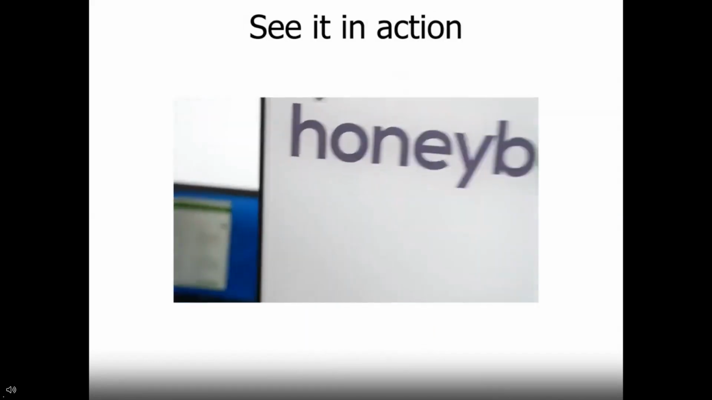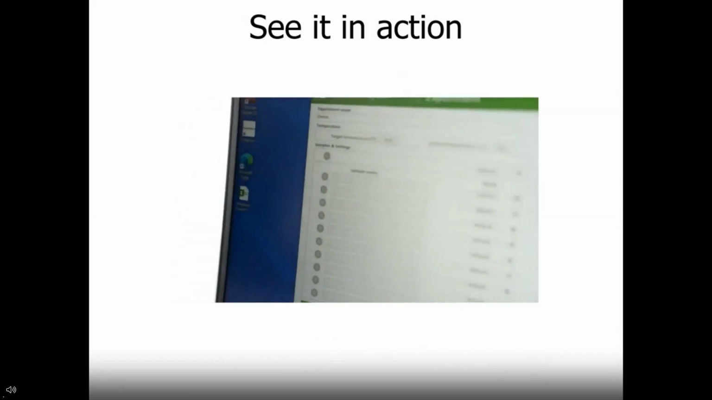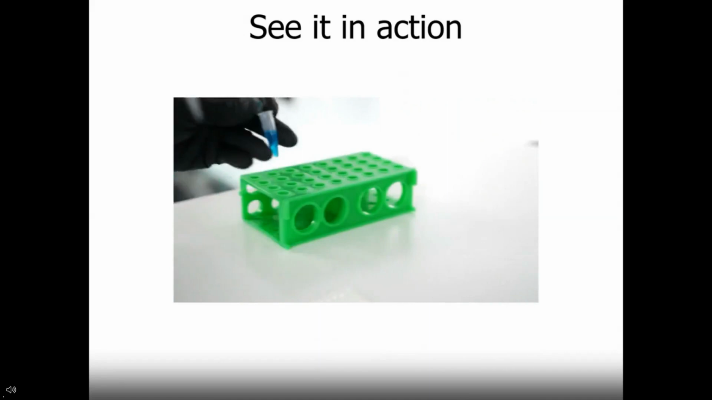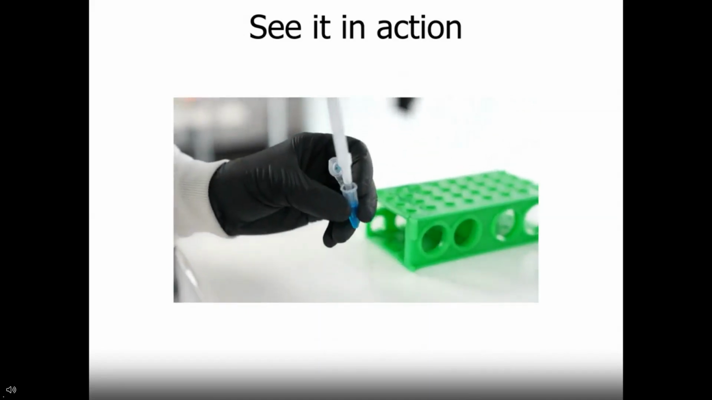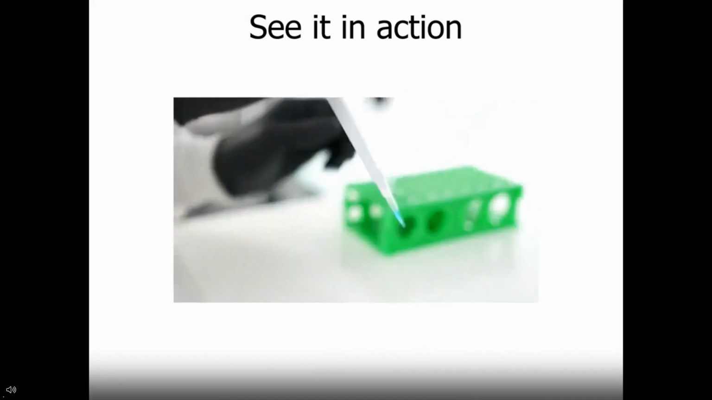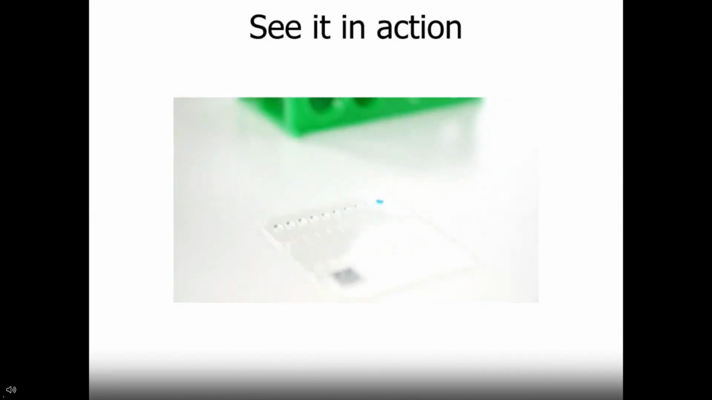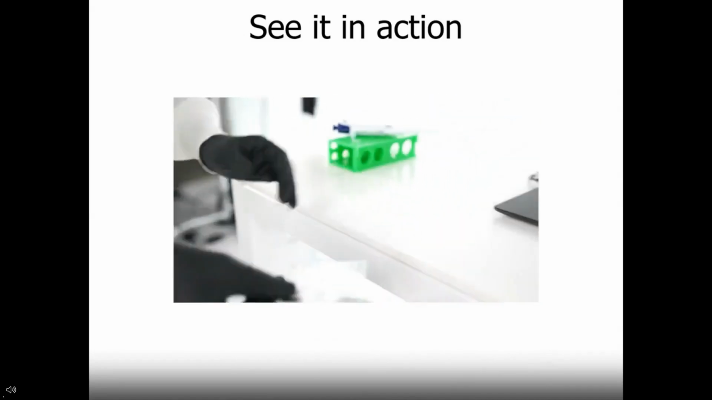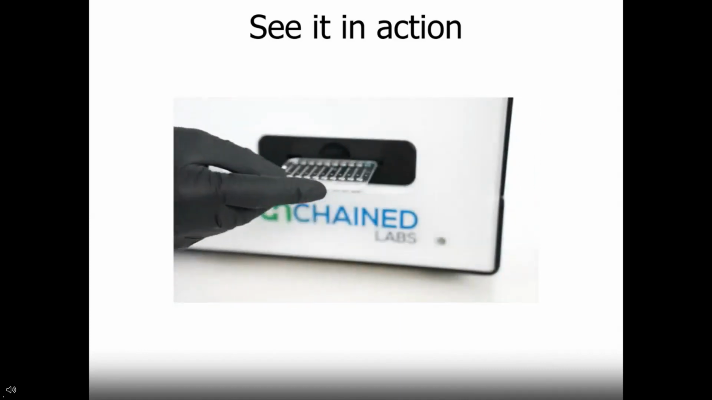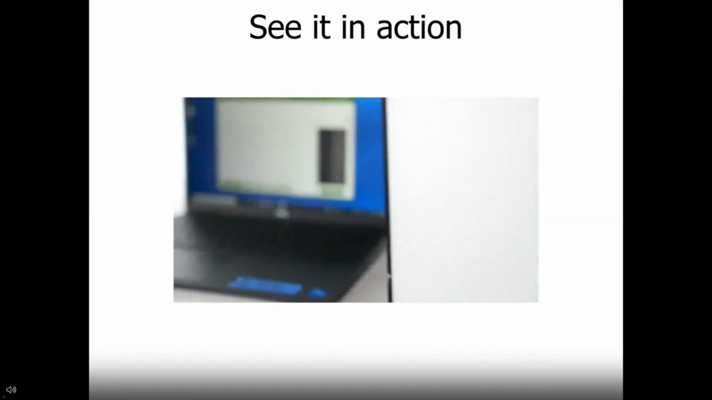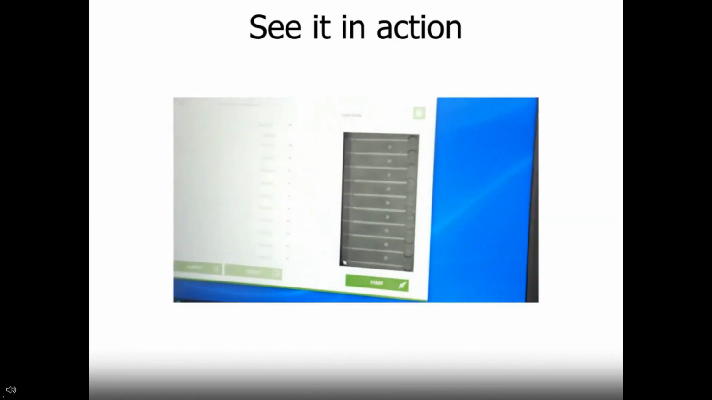Here we're looking at an actual video of running a sample on Honeybun to show that it really is that simple. All you have to do is tell the instrument where you're running the sample, pipette 35 microliters into the bun. So here I'm running a sample of glycerol and water with a little bit of blue food coloring so we can see it better on the camera. And then push the bun into the Honeybun, and we're ready to go back to the software and hit start.